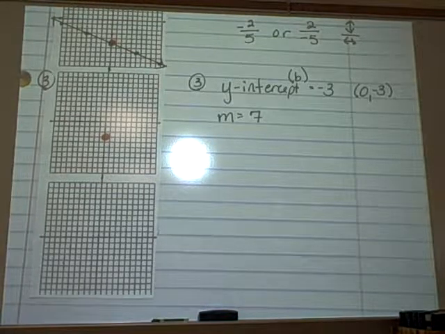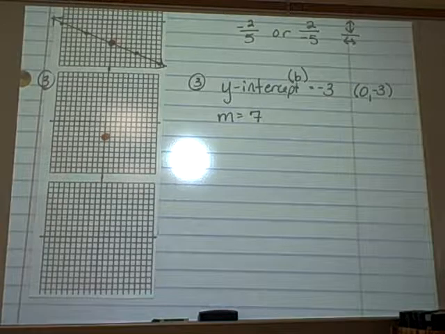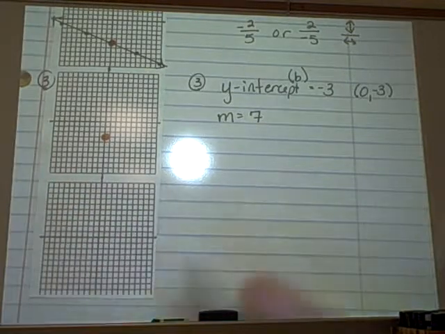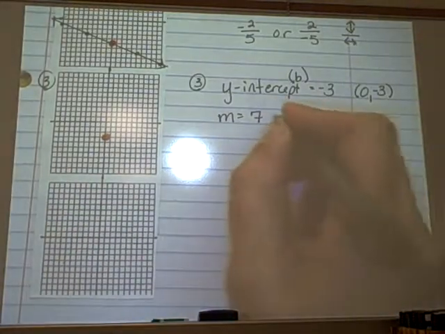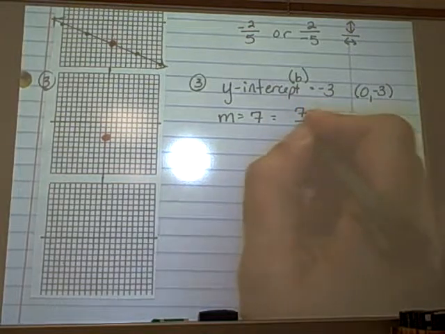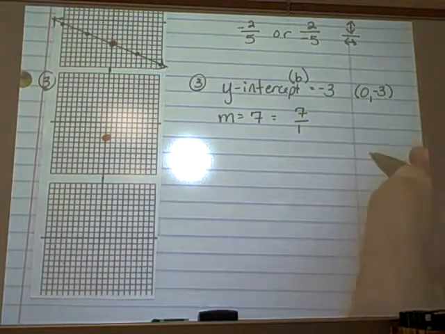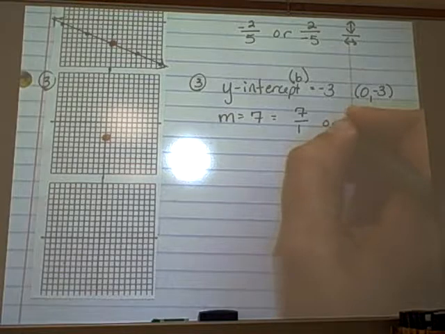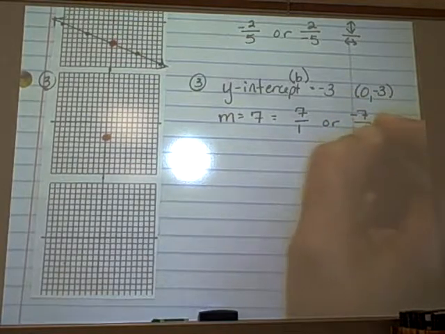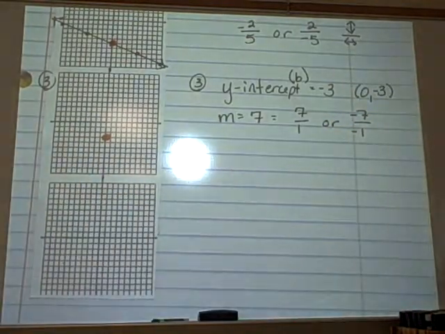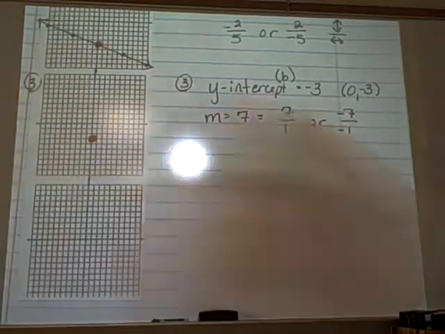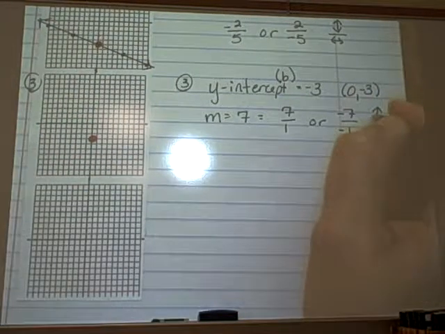And then my slope isn't a fraction, so we're going to have to make it a fraction. How can I make a plain whole number into a fraction? What would I do to it? I would put it over 1, right. So this is the same as 7 over 1. And since it's positive, you should also remember that's the same as -7 over -1. So those are my two options.